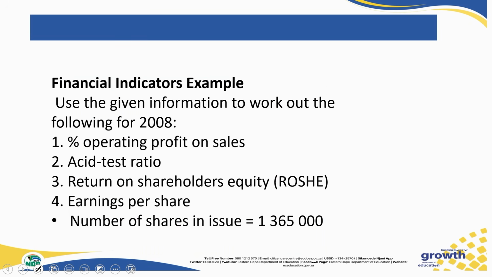This question can be asked in question 3 for you to do the calculations, or it can be asked in question 2, which is the cash flow statement. So these are the 4 we are going to work out here: the operating profit on sales, the acid test ratio, the return on shareholders' equity, and the earnings per share. We are told that the number of shares in issue is 1,365,000 shares. I'd like for us to now have a look at the solutions.